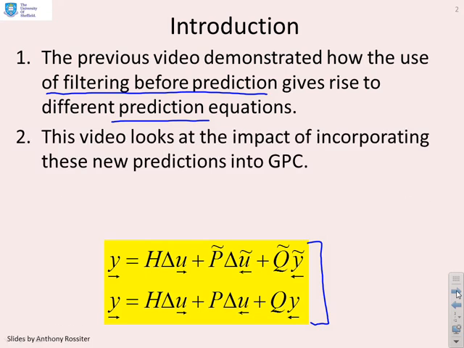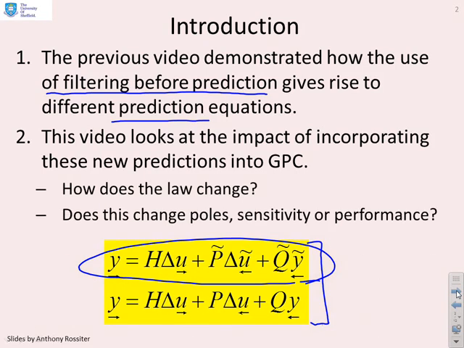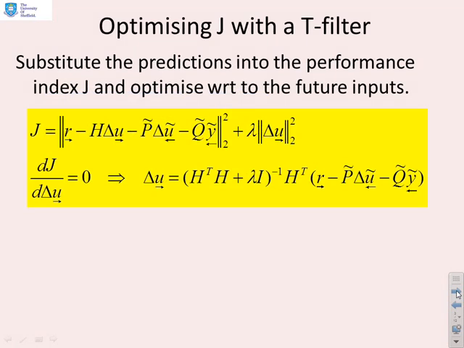This video looks at the impact of incorporating these new predictions into GPC. How does the control law change, and how do the poles, sensitivity and performance change? First then, let's start with the basics of GPC, which is we're optimizing a performance index J subject to some predictions. So what happens when we include a T-filter?